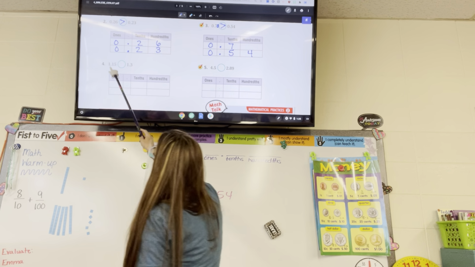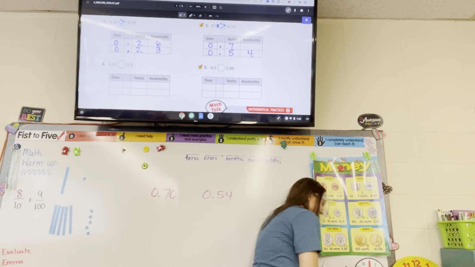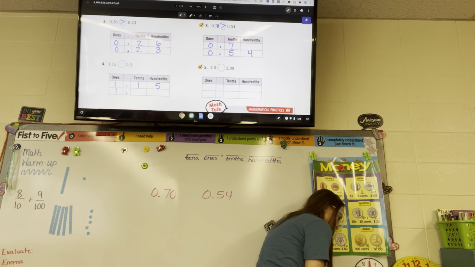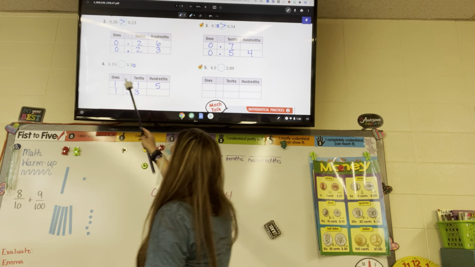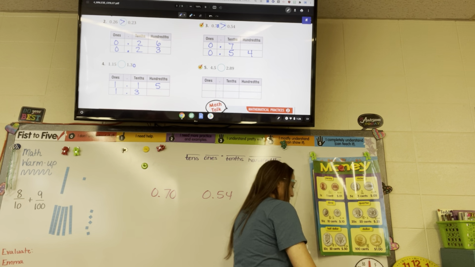Okay. 1 and 15 hundredths and 1 and 3 tenths. So 1.15 and 1.3. So I'm going to add a 0 behind the 3. Now it's got the same number of digits. 1.15 and 1.30. 1.30 would be bigger.